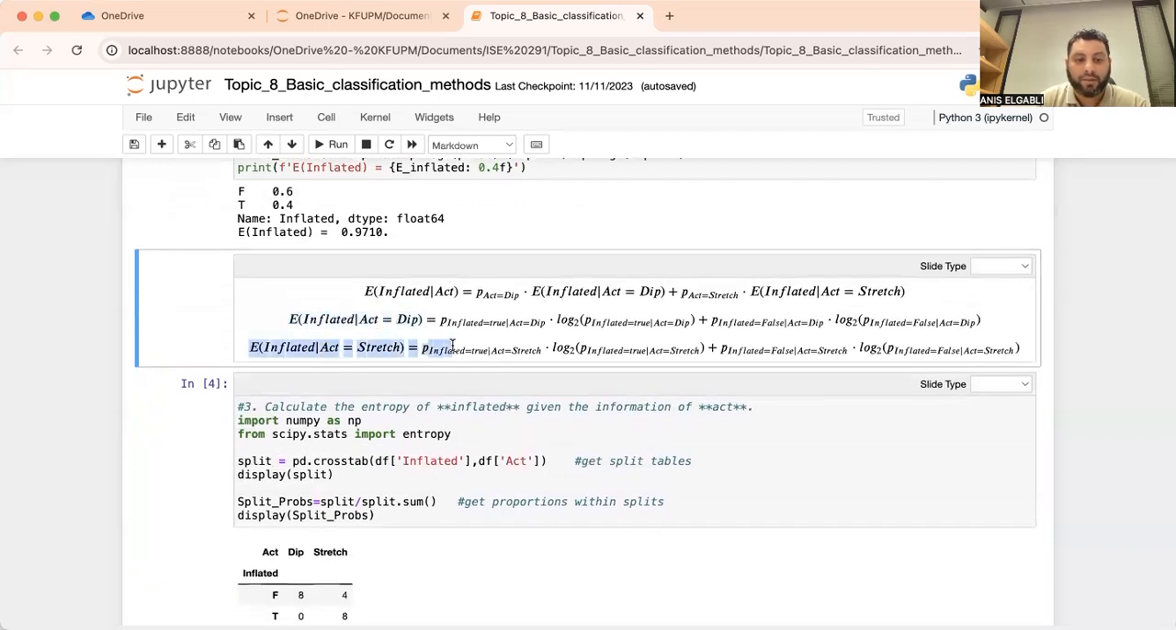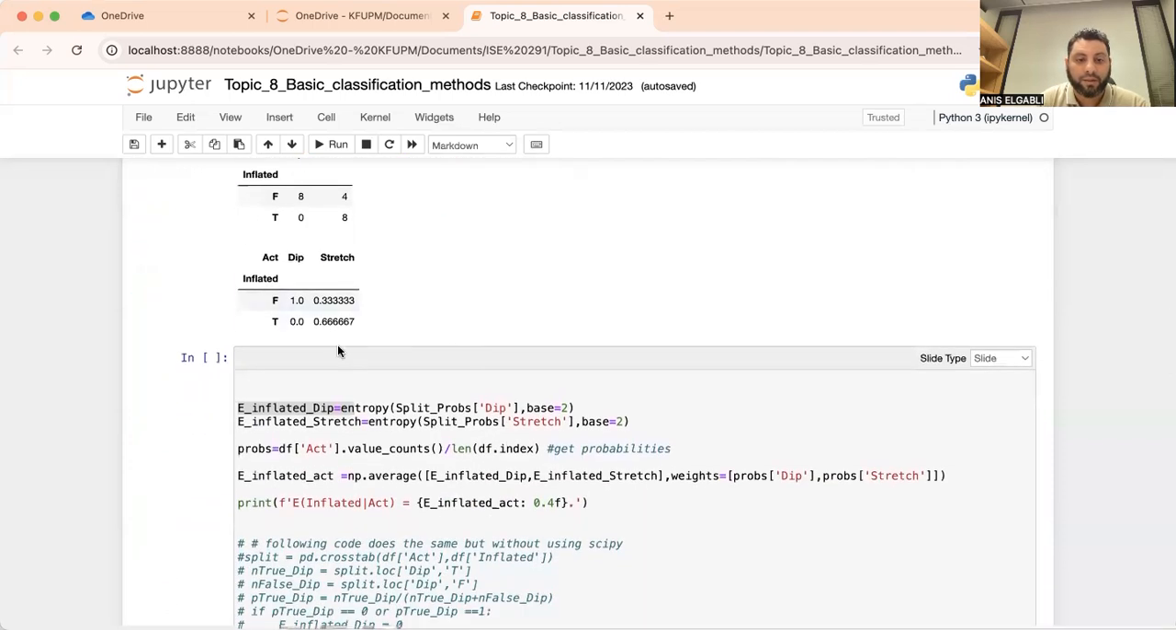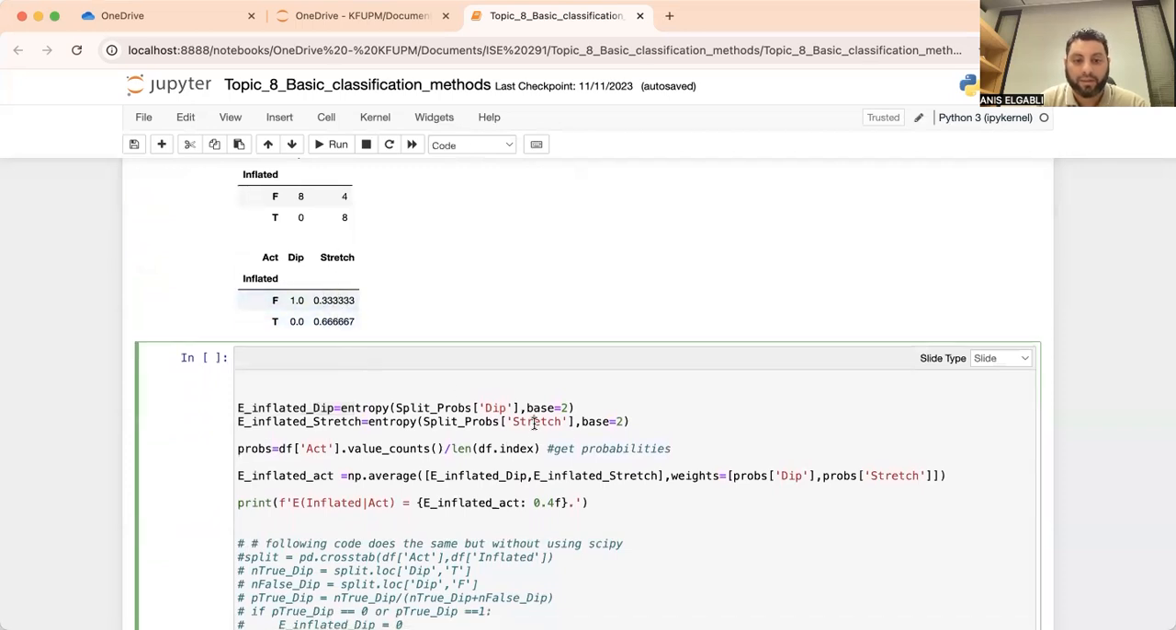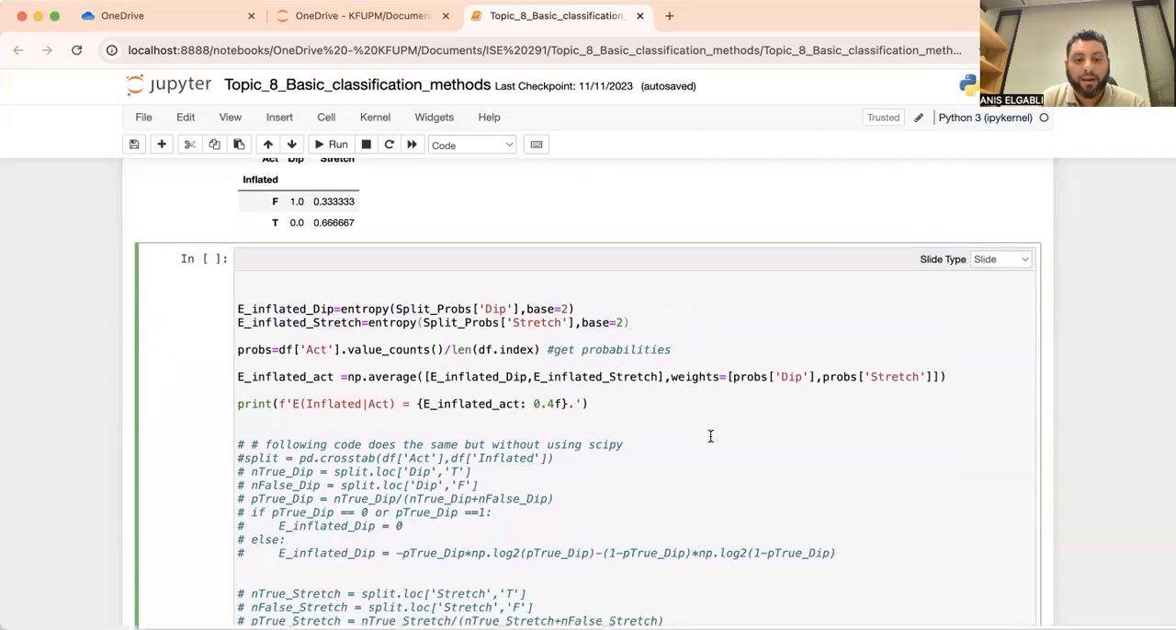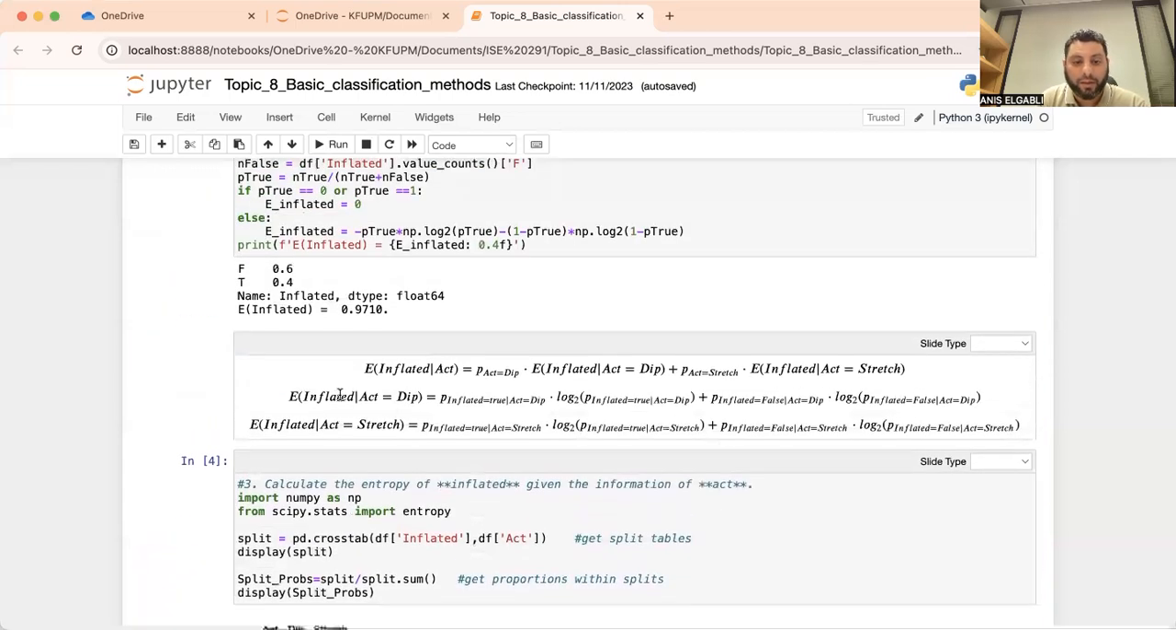Same thing applies for the second one. We extract the second column when act is equal to stretch, this one. So extract that one. Okay, these two probabilities, we pass them to the entropy function with base equal to 2. Now we have computed the entropy of inflated given act is equal to stretch. Okay, now we have computed this and this, these two, this one here, and this one.